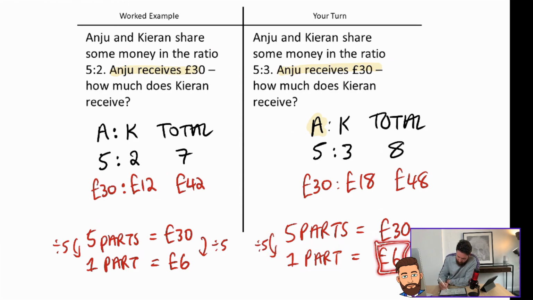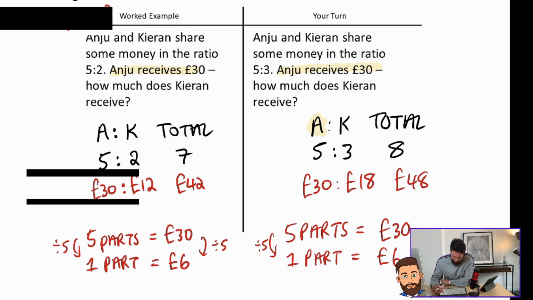1 part is £6. Kieran's getting 3 parts. So Kieran must be getting 3 lots of £6, which is £18. Good. And I can see people in the comments are getting 18, so well done. Excellent.